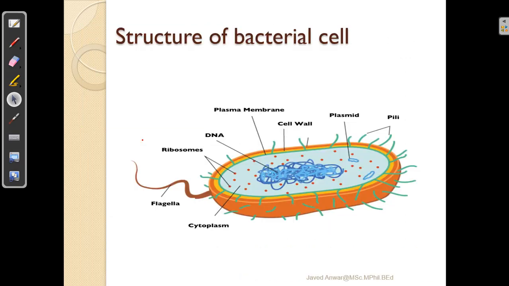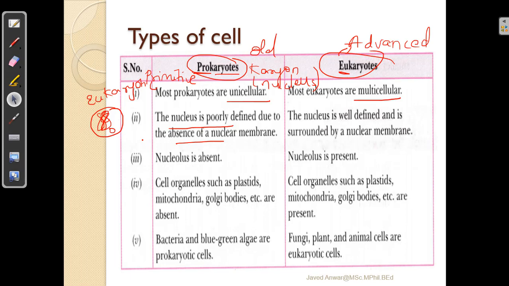So that is another important point of differentiation. Cell organelles. These are the names of the cell organelles which we are going to discuss in detail in our upcoming sessions. For the time being, remember cell organelles are absent in prokaryotic cells, whereas cell organelles are present in eukaryotic cells. Very, very important differentiation from the exam point of view.